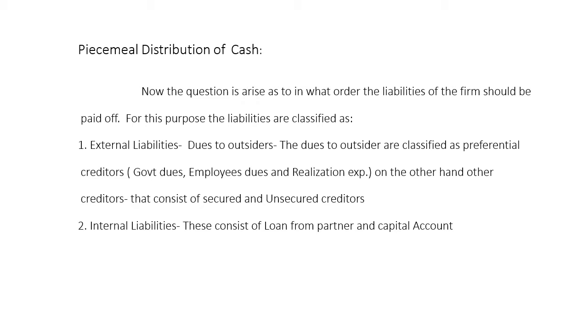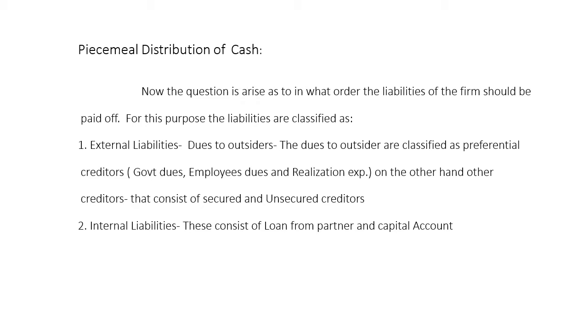be paid off. For this purpose, the liabilities are classified in two categories: one is external liabilities and second is internal liabilities. So we are required to see what are external liabilities and what are internal liabilities. External liabilities means the amount which is due to outsiders. When the amount is due to outsiders, that liability is called external liabilities.